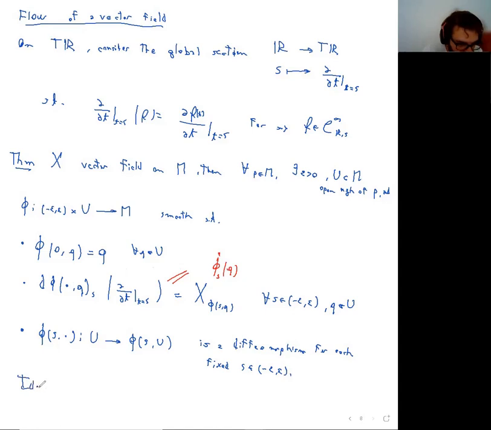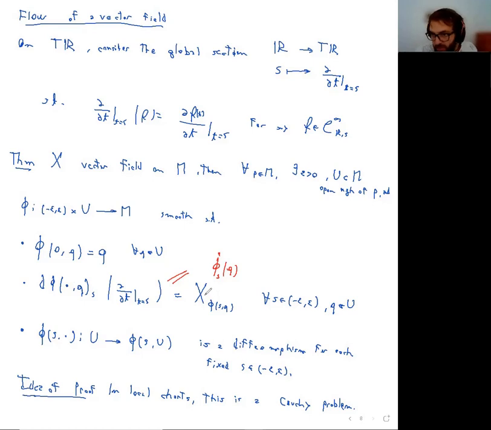Of course, we're not going to prove this, but the idea of the proof is that in local charts, this is just a Cauchy problem. It basically means you have an initial condition, and this is a differential equation. This part here is a differential equation because in local charts it's just a system of first order differential equations. You put everything in coordinates, and here you're prescribing what these coordinates should be, and here the derivative with respect to time of these coordinates needs to be something that is given. So it's just a Cauchy problem.